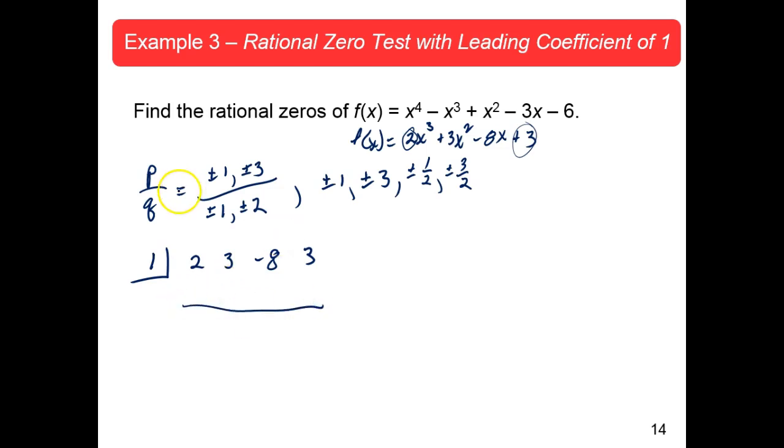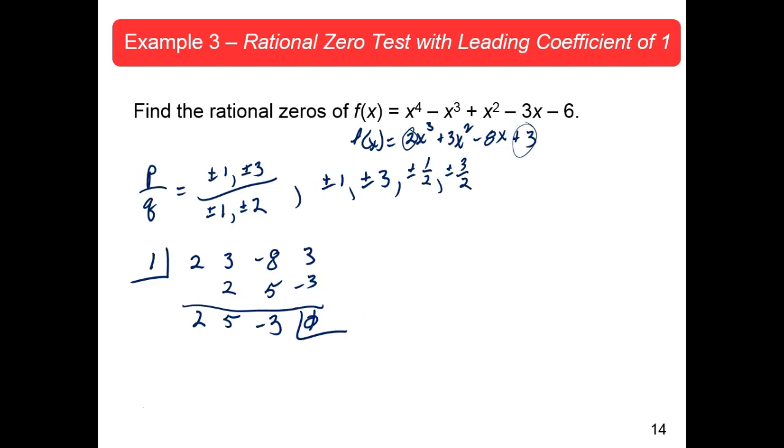Skip a line, draw a line. And then what? Bring down the 2. What next? Multiply, and that gives you 2. Then you add, and that gives you 5. Then you multiply, add, multiply, add, and you get 0. Yes, we knew that was coming. We had already checked it.